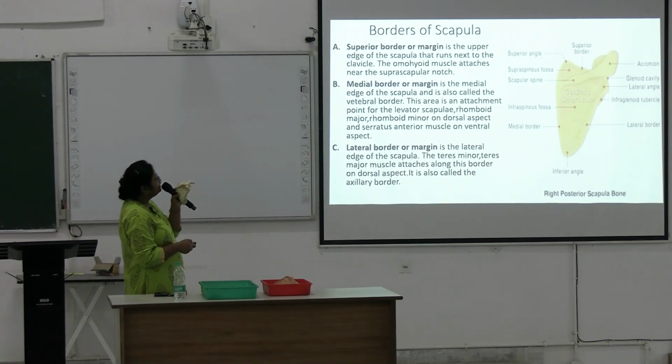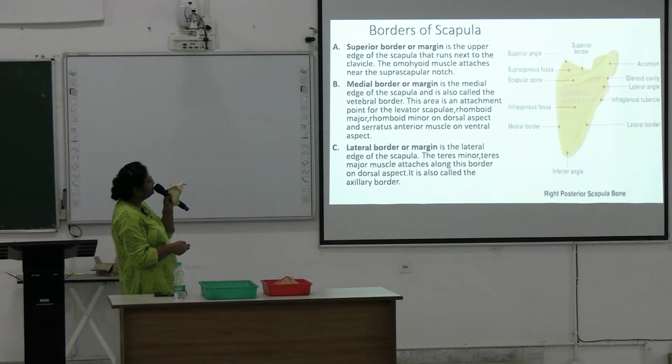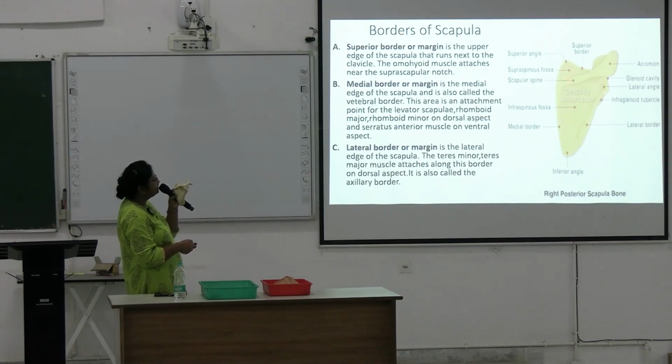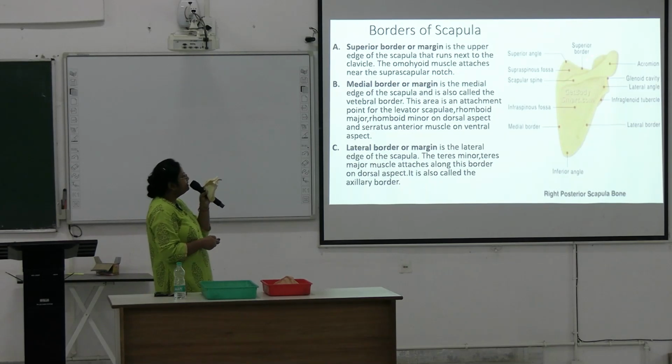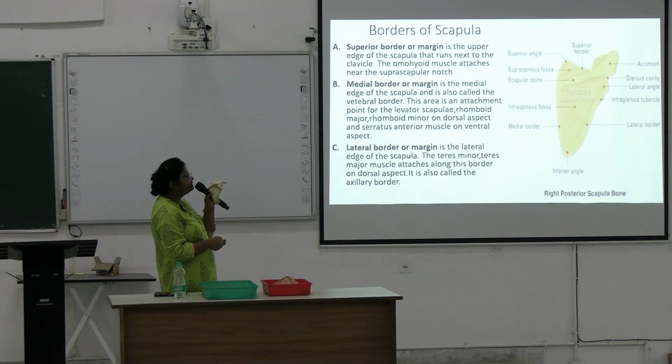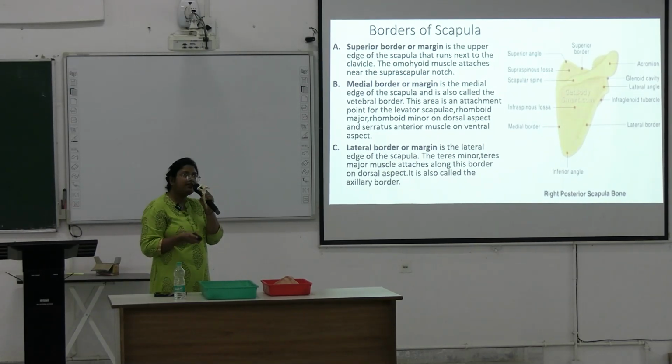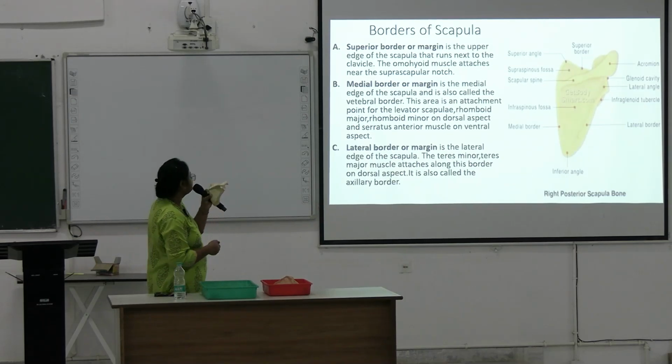See, from this superior angle up to this apex of the spine, here is attachment of levator scapulae. Then there is rhomboid minor and rhomboideus major on this dorsal aspect. This is dorsal view and on the ventral aspect there is attachment of serratus anterior muscle.